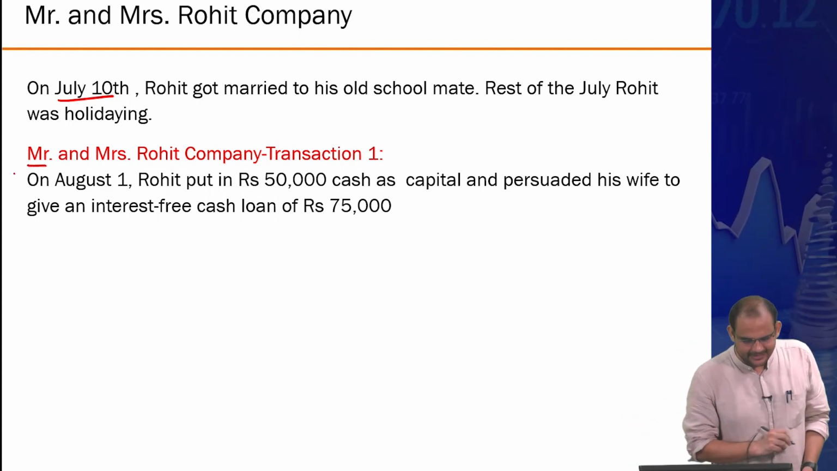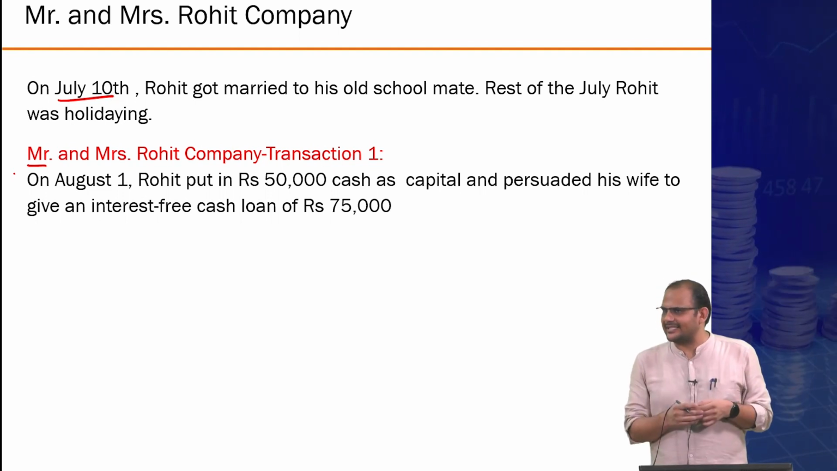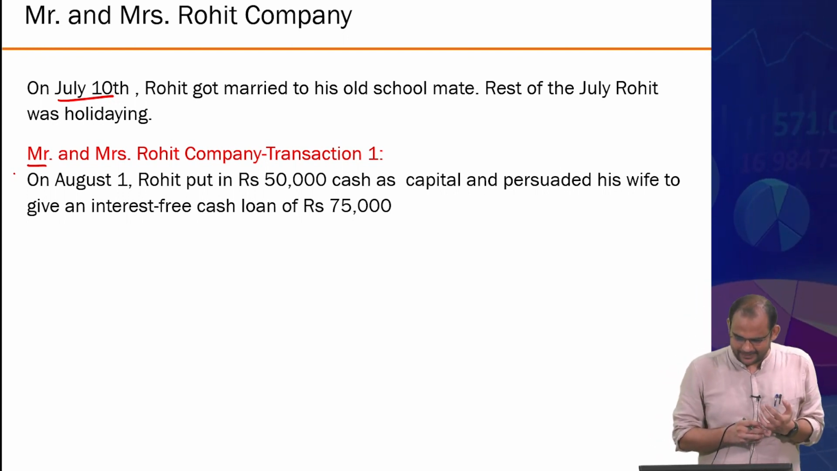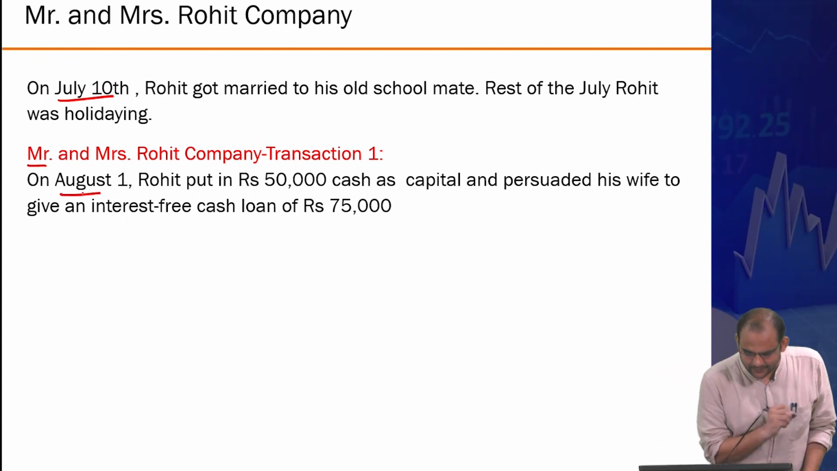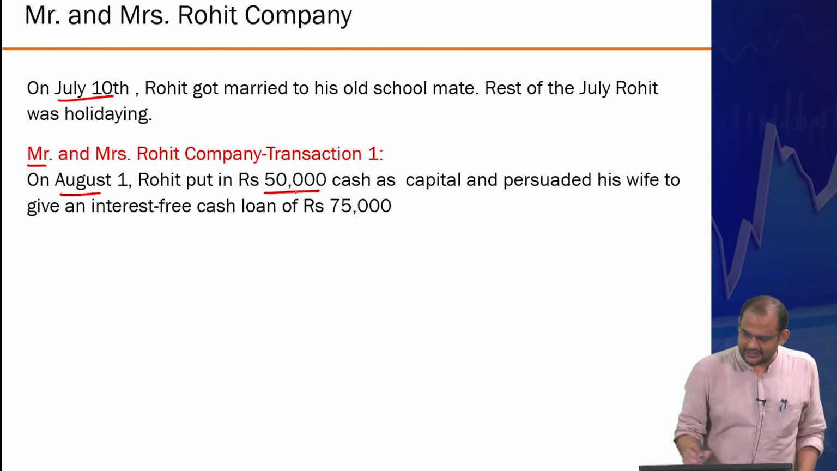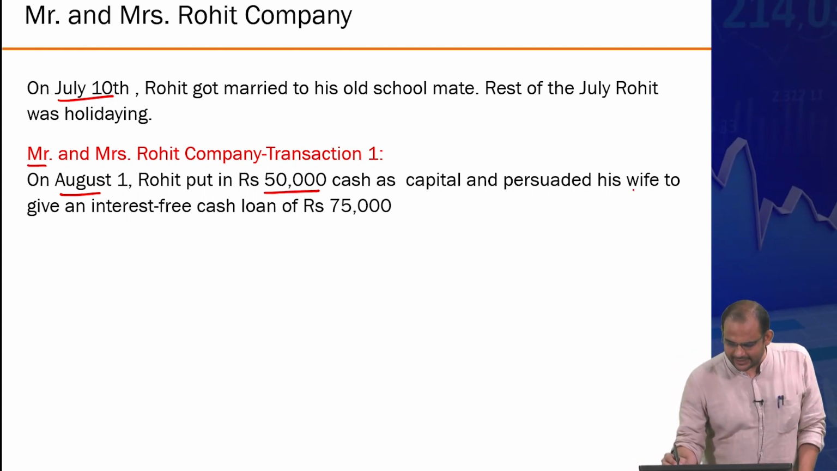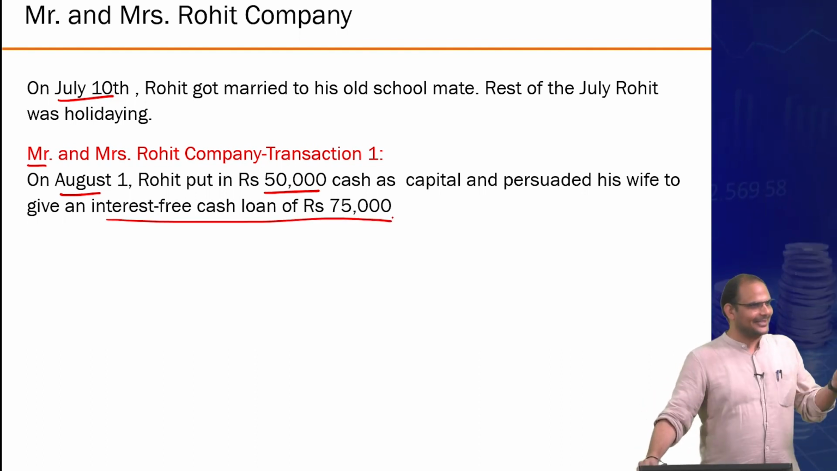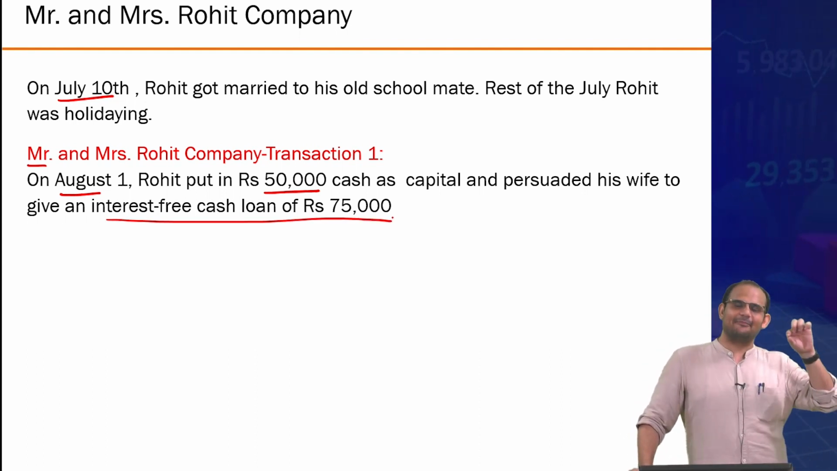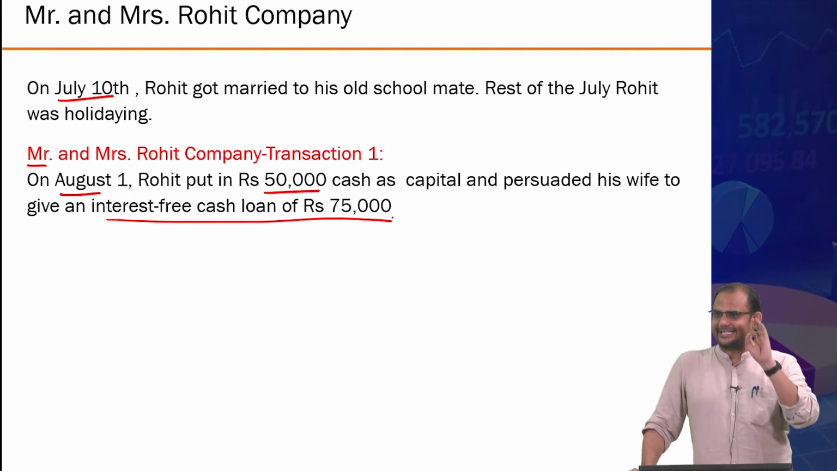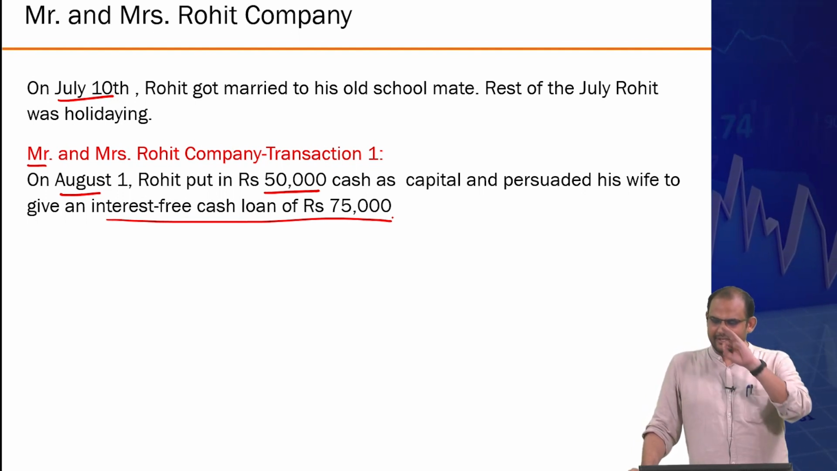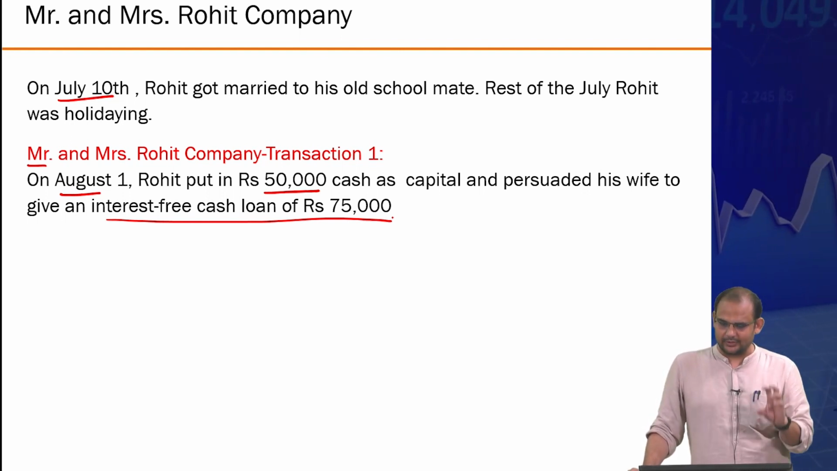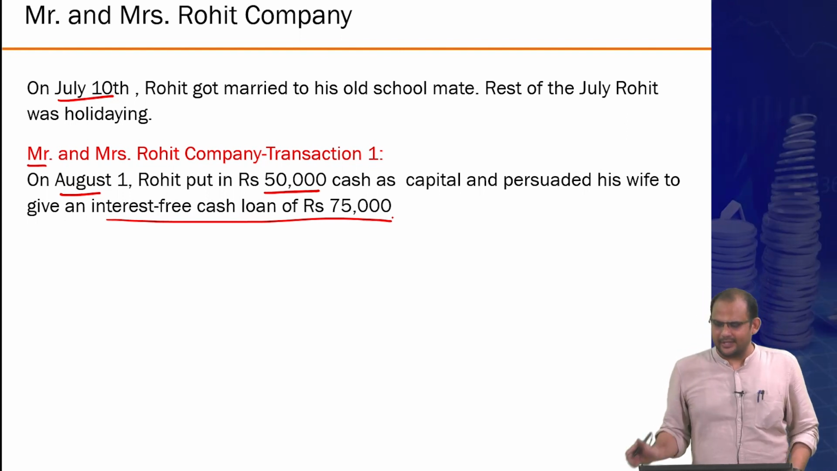But we wish them the best, of course. So now Mr. and Mrs. Rohit start a company together. Right? They are both entrepreneurial, and that's good. You find the partner like that. On August 1, Rohit put in 50,000 in cash as capital and persuaded his wife to give an interest-free cash loan of 75,000 rupees. Rohit is quite smart. He himself put in only 50,000 as capital. Persuaded his wife to give the interest-free cash loan of 75,000 rupees.